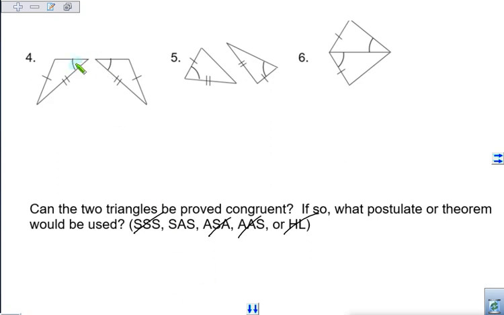So again, we have one set of angles, and we have two sets of sides. But is that angle being made by those two sides? Is it down here? No. This would be side-side-angle. That means that it's not congruent.